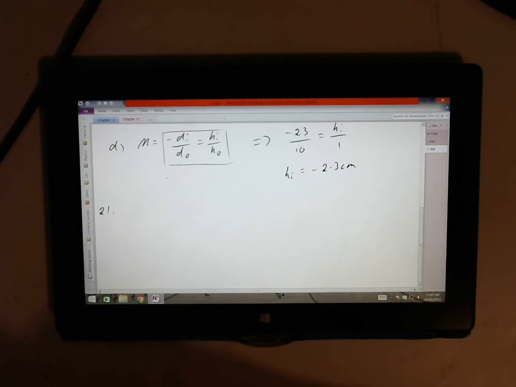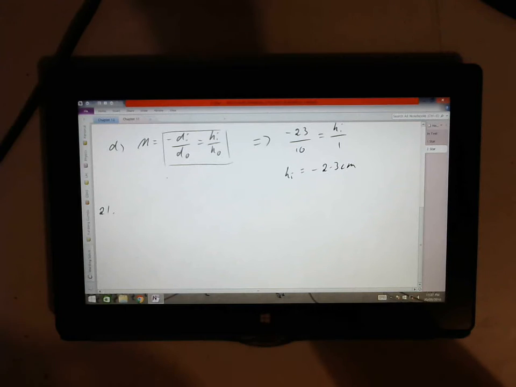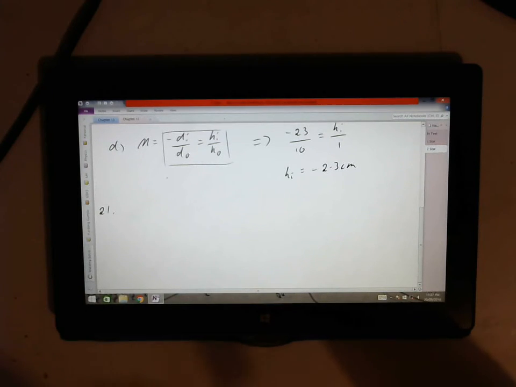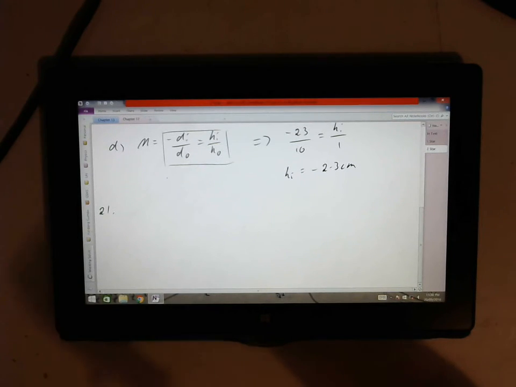21. A dentist wishes to use a concave mirror to view a patient's teeth. If he wants the image to be twice as large as the object and upright when the mirror is placed 2 centimeters from the teeth, what focal length mirror is needed? Okay, so we have a magnification. We want it to be upright, which means our magnification must end up being positive. After we figure out the DI, we can then work backwards to find out the focal length.